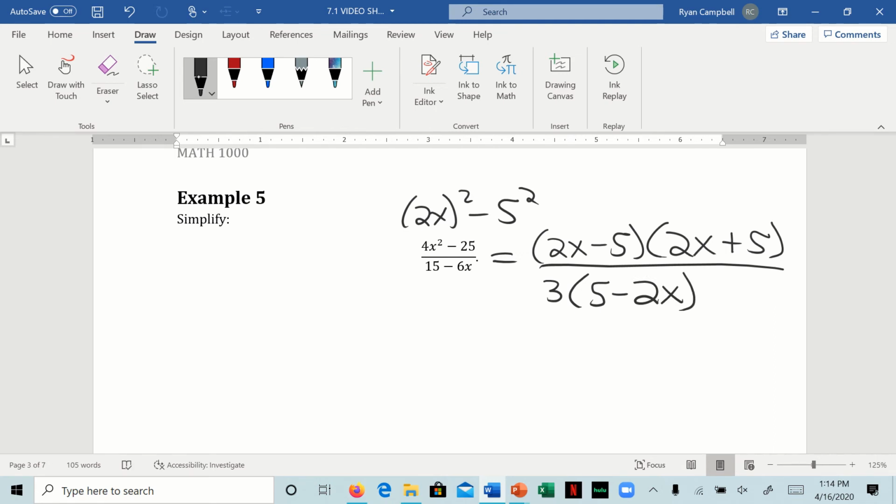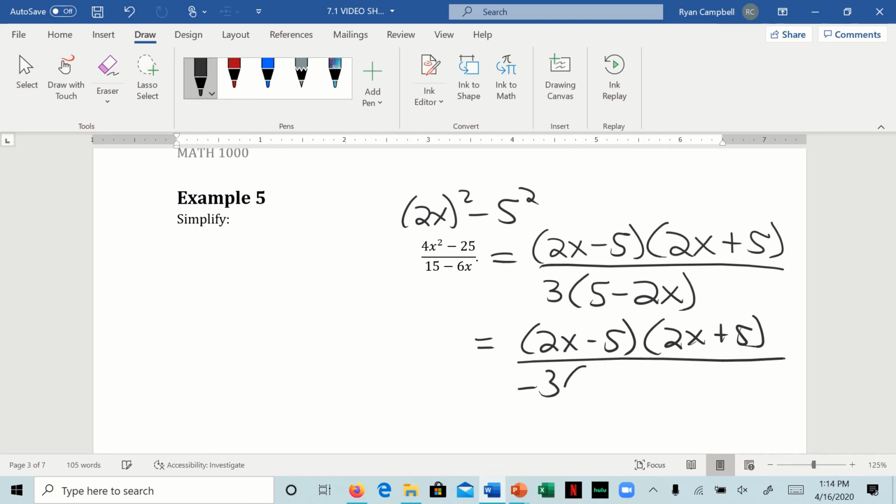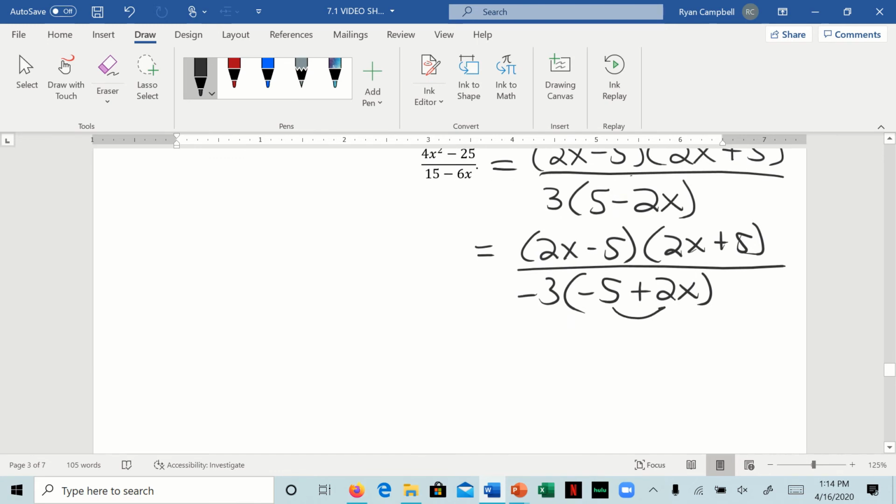Now, we can see that the top is 2x minus 5 and 5 minus 2x. So this is almost the same, except the signs are flipped. So you can also take out a negative. Instead of a positive 3, we could take out a negative 3. So you take out a negative 3, right? Instead of positive 5, it's negative 5. Instead of negative 2x, it's positive 2x. And then we can switch these around.